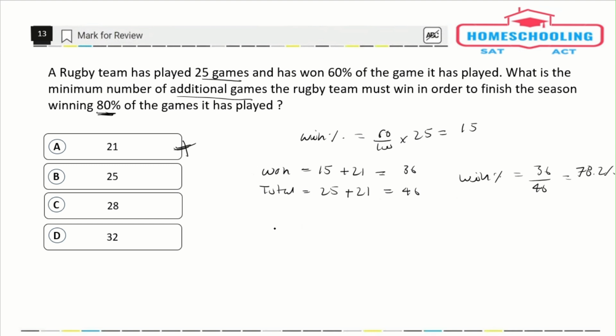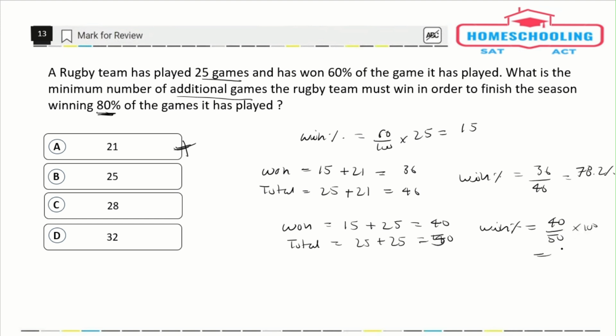Now let's put option two here. As we have already won 15, and if we have played an additional 25 games and won all the 25 games, this one would be 40, and previously the games played were 25, and an additional 25 games have been played and won. Sorry, this one would be 50. So the winning percentage would be 40 by 50 into 100. That would be 80%.